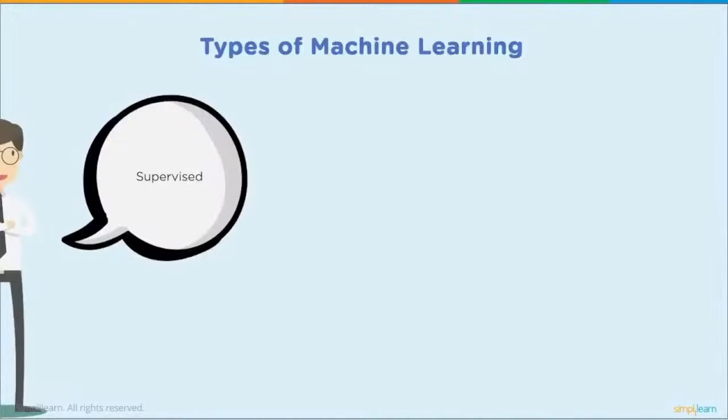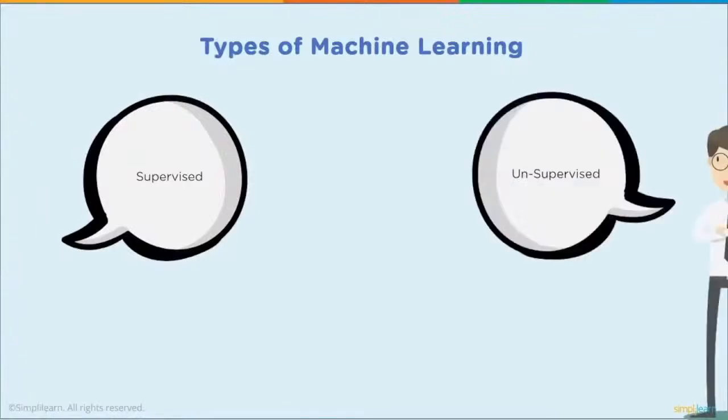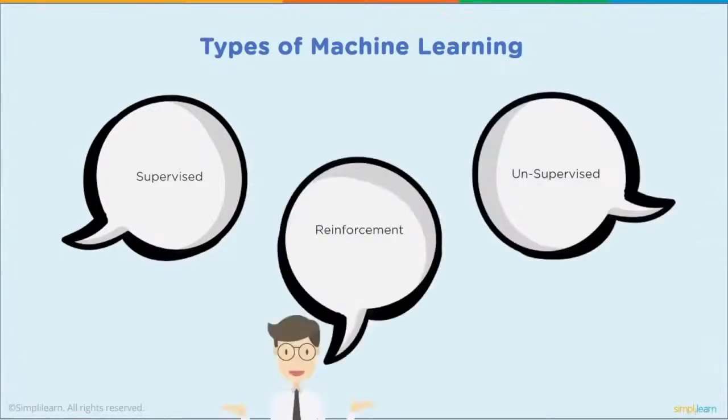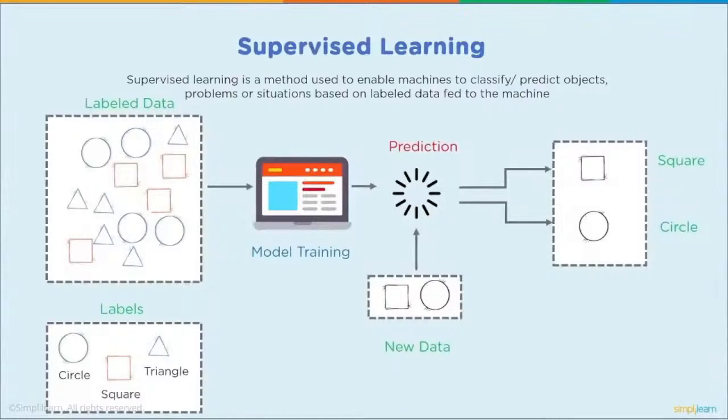And these last few bring us into the next topic, which is another way of dividing our types of machine learning, and that is with supervised, unsupervised, and reinforcement learning. Supervised learning is a method used to enable machines to classify, predict objects, problems, or situations based on labeled data fed to the machine. And in here you see we have a jumble of data with circles, triangles, and squares, and we label them. We have what's a circle, what's a triangle, what's a square, and we have our model training, and it trains it so we know the answer. Very important, when you're doing supervised learning, you already know the answer to a lot of your information coming in.